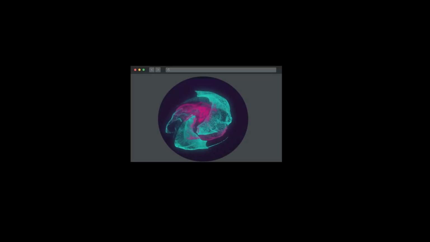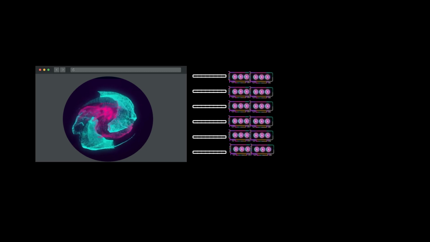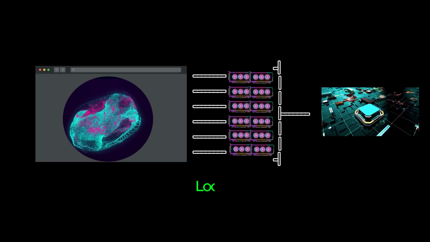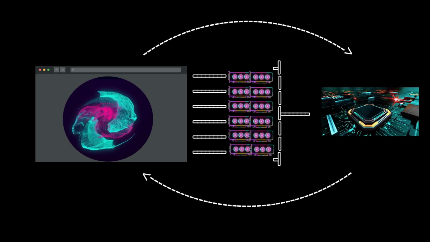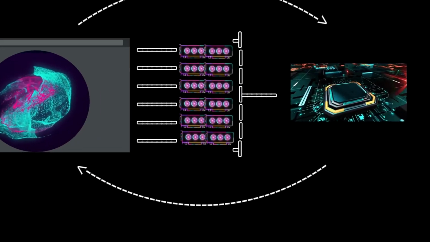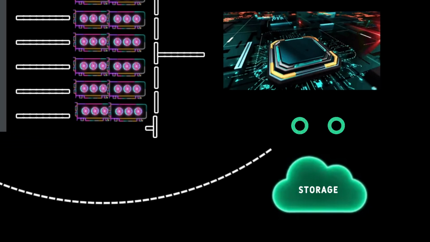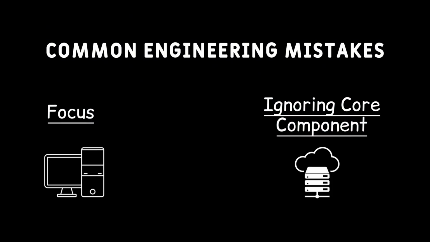Let me ask you a question. You have set up a powerful AI system with multiple GPUs, high end CPUs, everything looks perfect, but your training model is still slow. Why? Because your storage cannot feed data fast enough. And this is one of the biggest mistakes engineers make. They focus on compute but ignore the storage.